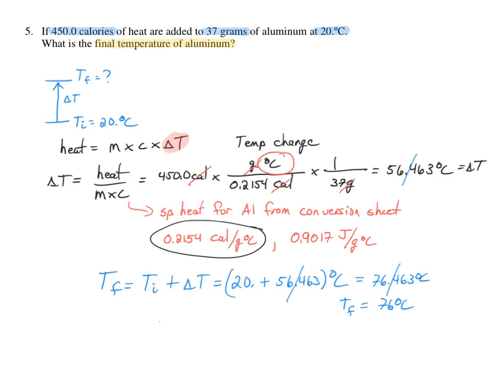TF is going to be equal to TI plus delta T. So this is our initial temperature. We've calculated delta T, and we can only use 2 sig figs in our answer based on the grams.